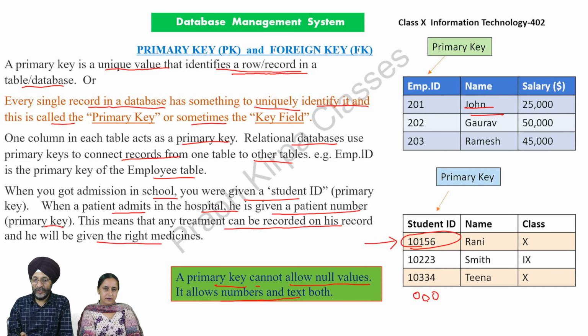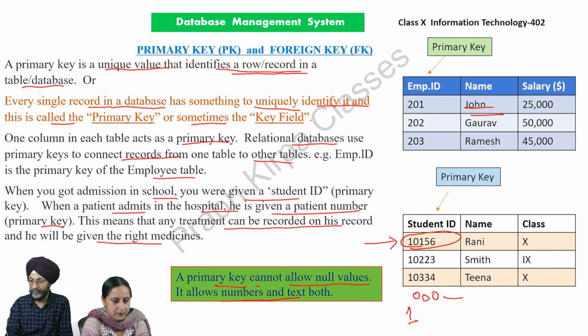As already told, if we want a student ID to be zero, it means nothing. It should be either in numbers or in text. It may be a roll number, maybe 1, 2, 3, or in case of an employee ID, it may be A, B, C, 1, 2, 3, just like that. It may be a combination of both, or only numbers or text, but it cannot be zero.